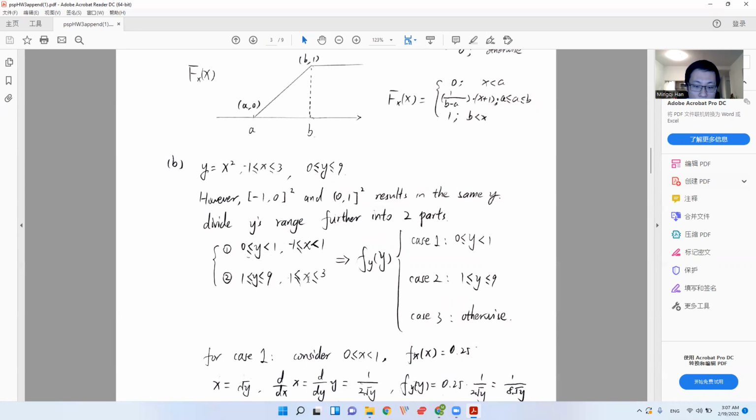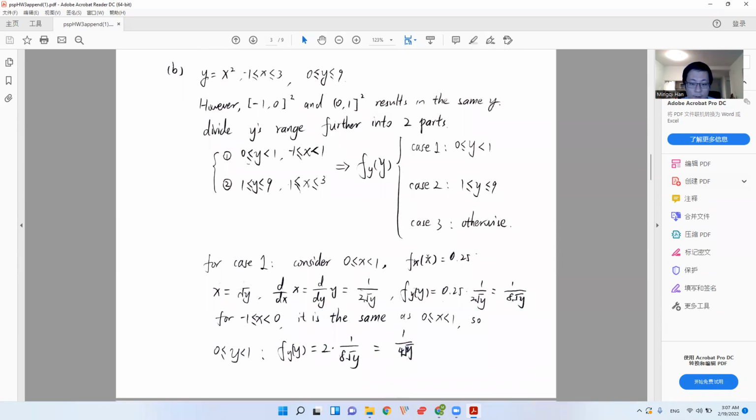And that's from x smaller than 3, larger than 1. And we can get 3 cases from this. Case 1 would be this, case 2 would be from here, and case 3 would be otherwise. So the probability density function should look somewhat like this.